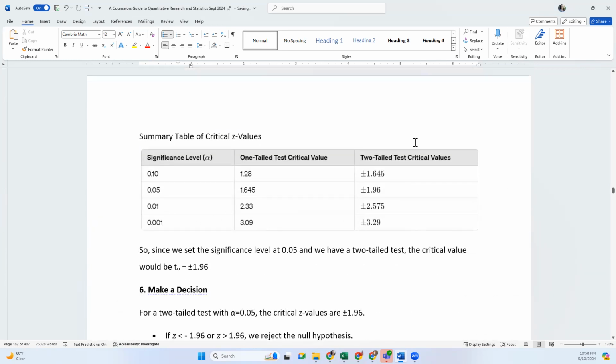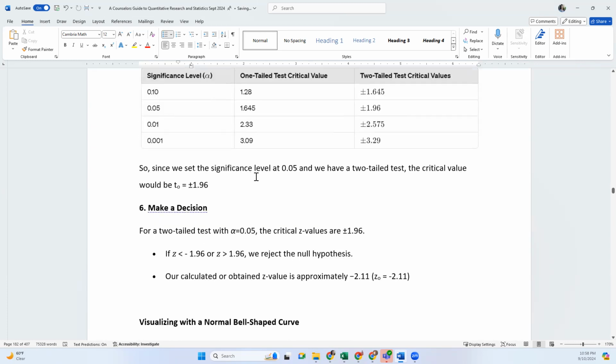And here's another chart to help you with that. So if it's a one-tailed, if it's a two-tailed. And since we set the significance level of 0.05 and we have a two-tailed test, our critical value, like I said, is plus or minus 1.96. So our goalposts are going to be that 1.96 below the mean and 1.96 above the mean. And our calculated or obtained Z value is approximately negative 2.11. It would be written like this.